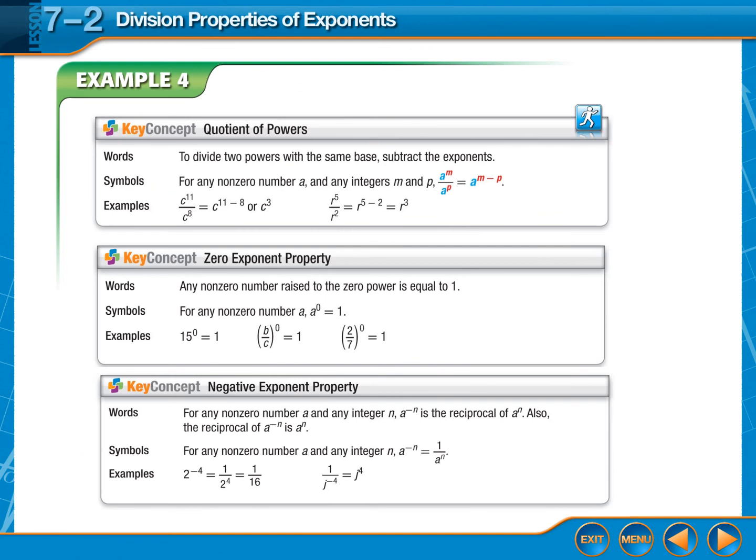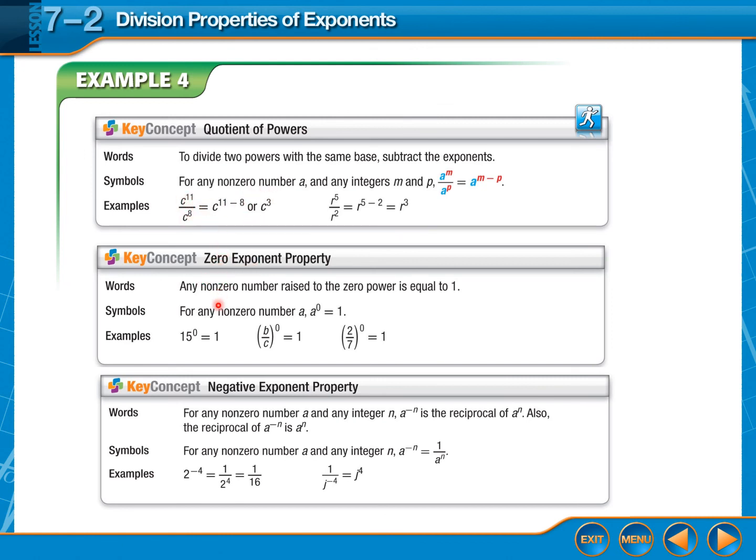All right, and here's a summary of the three things that we talked about here. For dividing powers with the same base, such as c to the 11th over c to the 8th, just subtract the exponents, because what we saw was that when we wrote this all out, a whole string of c's in the numerator and the denominator, when we cancel them, we're eliminating 8 altogether, so we end up with just 3 in the numerator.